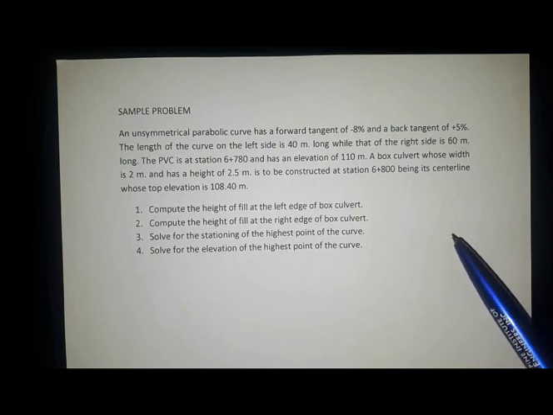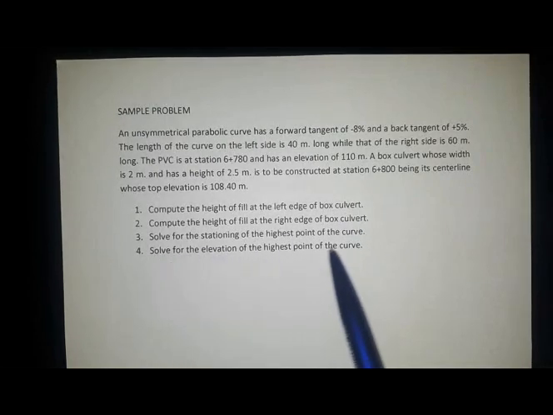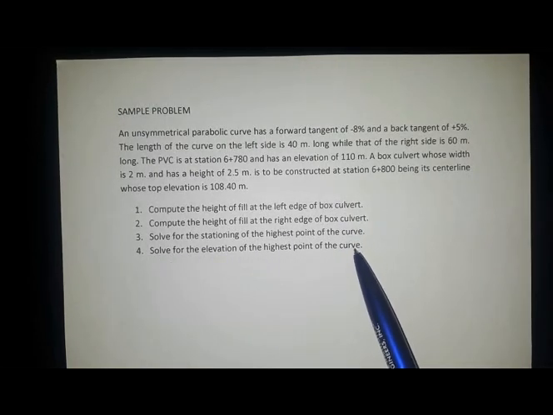Compute the height of the fill at the right edge of box culvert. Solve for the stationing of the highest point of the curve and solve for the elevation of the highest point of the curve.